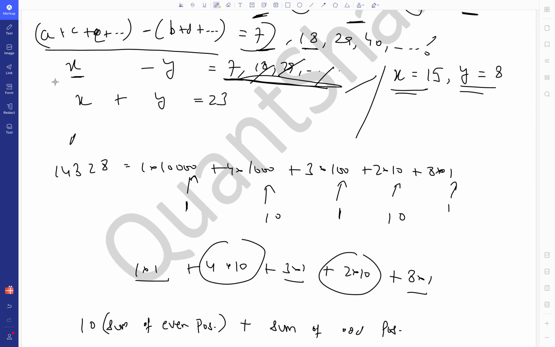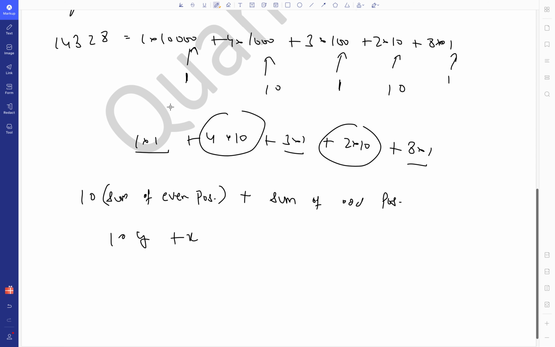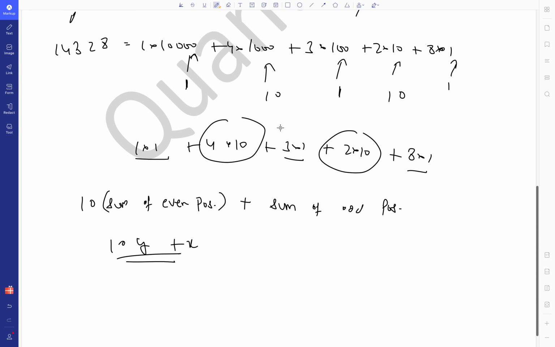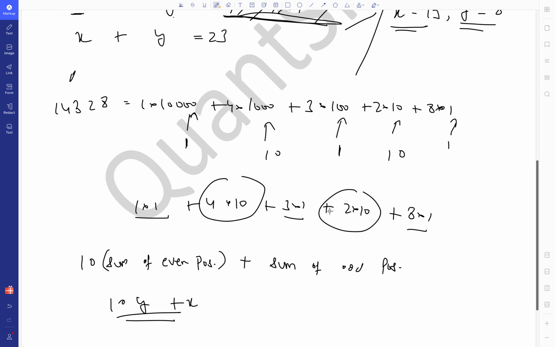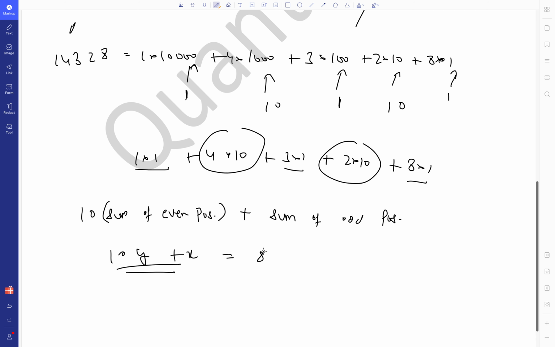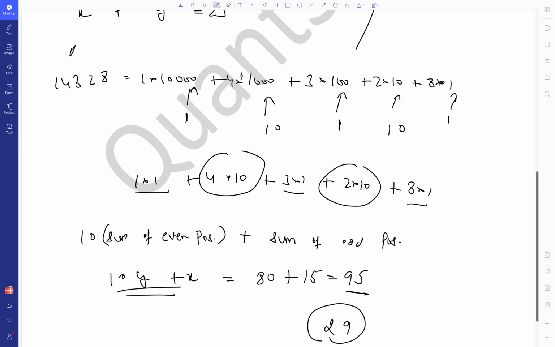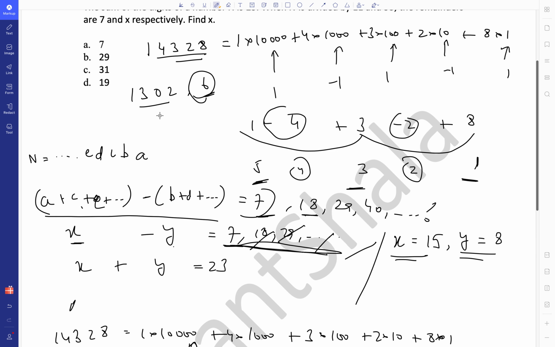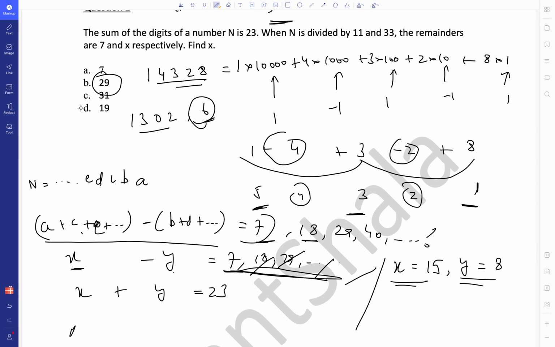Okay, where x is the sum of odd position digits from the right, y is the sum of even position digits from the right. Okay. So we are supposed to find 10y plus x. We already know y and x, right? We already know that x is 15, y is 8. So we get this as 80 plus 15, which is equal to 95. The remainder of this with 33 will be 29. So 29 is our answer for this question. 29 is an option, yes, so this will be the answer.